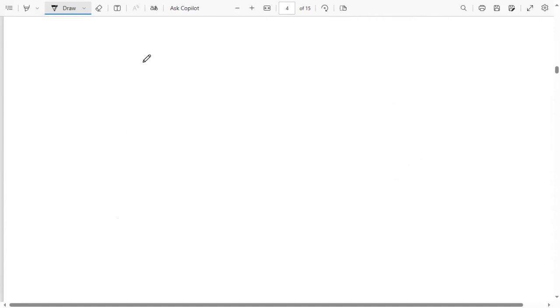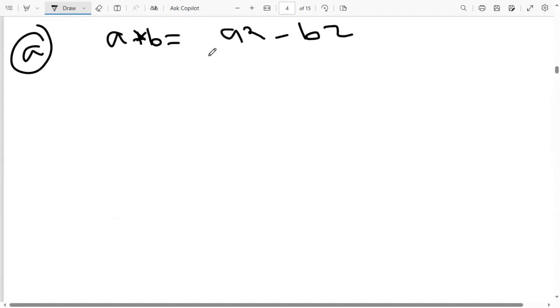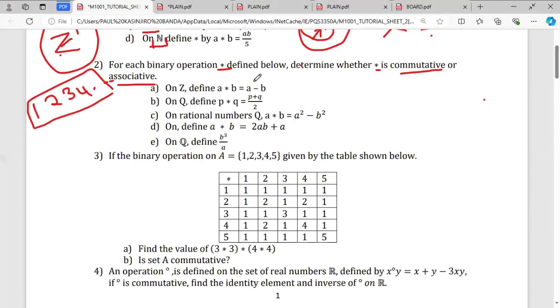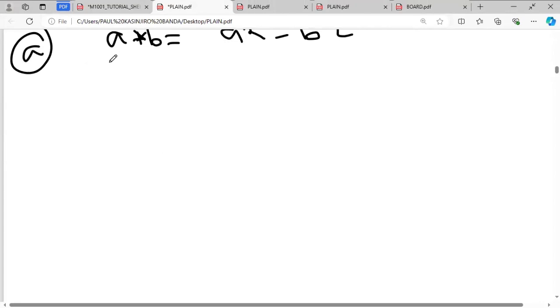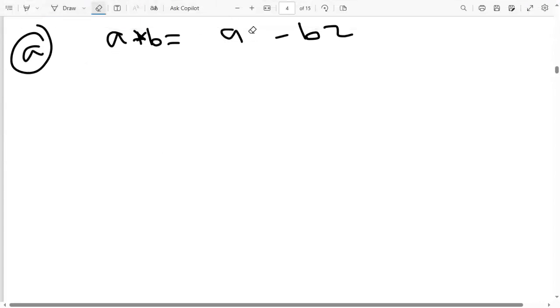The first one that we were given is A star B equals A squared minus B squared. So we want to test that. Is this star commutative? Oh, was this the first one? No, I think the first one had no squares there. So it's just A minus B. Let's remove these squares. So we want to test whether this star is commutative or associative. So what are we going to do?